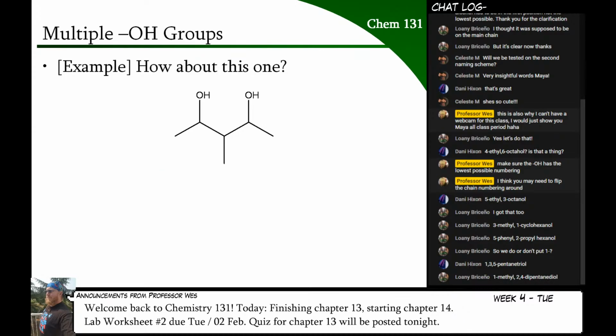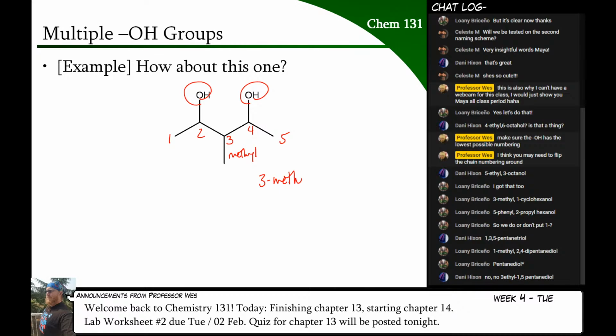So it's really close. So let's number the longest chain. So 1, 2, 3, 4, 5. That includes all of the carbons that have OHs on them. So we got a methyl here. That would be 3-methyl, 2,4 pentane diol. So the di goes in front of the ol, and there you go.